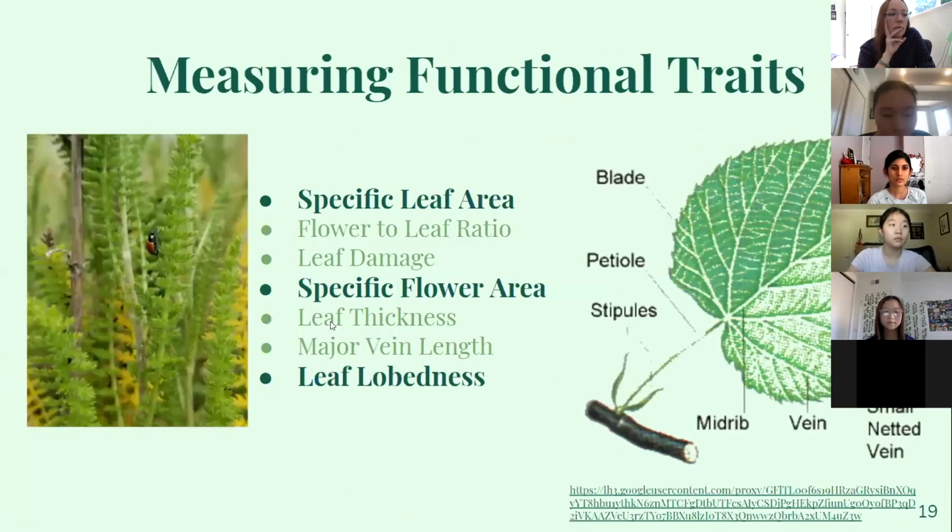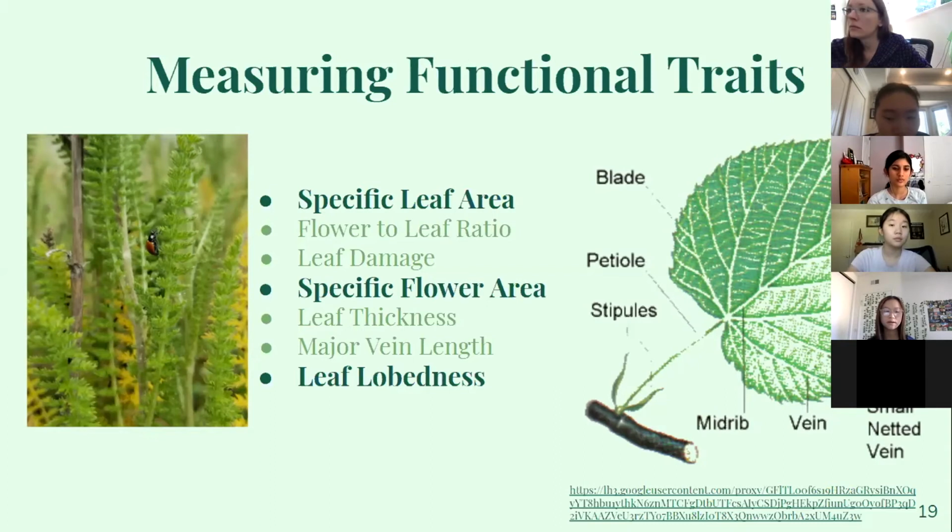Due to the remote internship, we have been using a software called ImageJ to measure plant functional traits. The functional traits that we have been studying this past summer are listed above in the slide. In this presentation, we focus on the bolded traits: specific leaf area, specific flower area, and leaf lobedness. Specific leaf and flower area are the fresh area divided by the oven dry mass. Leaf lobedness is the ratio of perimeter to area multiplied by the Feret diameter.